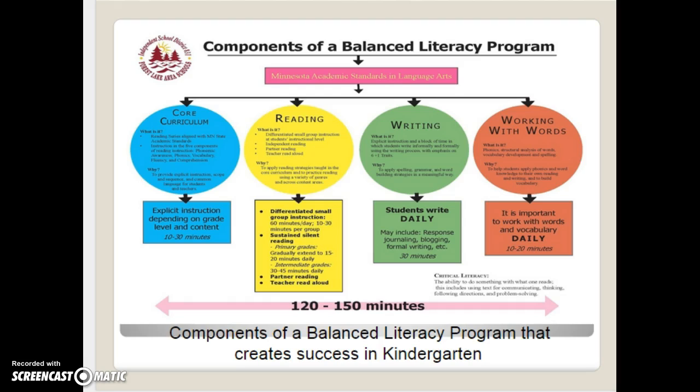Components of a balanced literacy program are stated here on this slide, and these components that create success in kindergarten have all of these facets working together. The Common Core obviously is our curriculum that we're teaching, but more importantly, our reading instruction through Reader's Workshop and differentiating our small group instruction, looking at Writer's Workshop by providing students the foundation and procedures to write daily, and then working with words. That's also working with vocabulary, and it's more than just your phonics instruction. When you look at all of these pieces put together, this is what our balanced literacy program consists of.